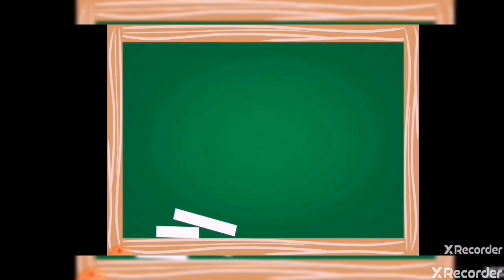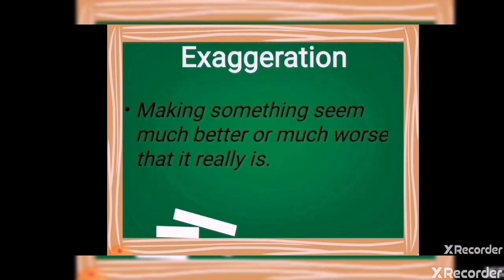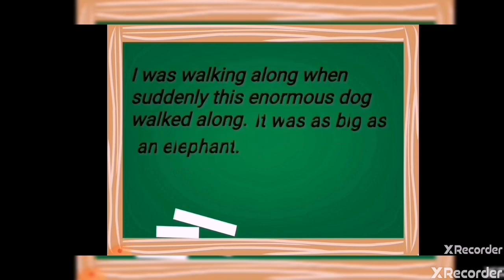Another emphasis marker is exaggeration. Exaggeration is making something seem much better or much worse than it really is. We use exaggeration sometimes by spicing up tones to make them more fun or simply to highlight our points. Here's an example of an exaggerated statement. I was walking along when suddenly this enormous dog walked along. It was as big as an elephant. What do you think is the exaggerated sentence here? It was as big as an elephant. The dog may have been big, but it was certainly not as big as an elephant. Let's proceed with the next one.